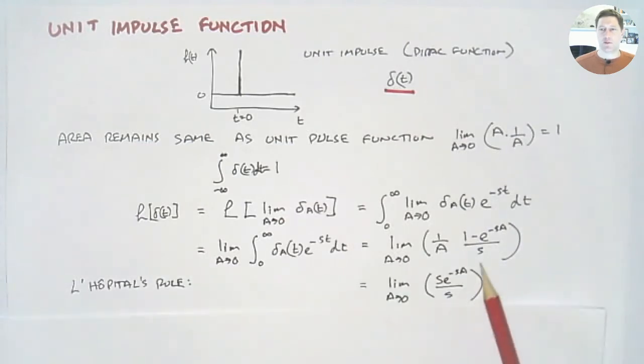We have a problem there because we've got a 0 on the bottom, so we use L'Hopital's rule and we take the differential of the top and the differential of the bottom, so we're differentiating with respect to a. When we differentiate a, it becomes 1, and when we differentiate 1 minus e to the minus sa, it becomes s e to the minus sa. Now we can put in our limit as a tends to 0, e to the 0 is equal to 1, s divided by s is equal to 1. So we've proven that the Laplace transform of the unit impulse function is equal to 1.